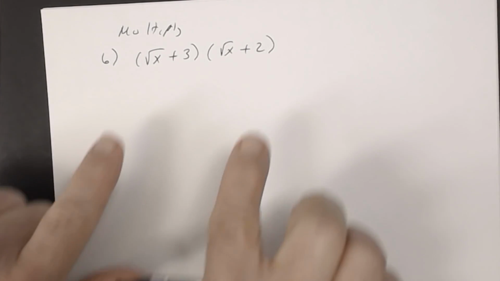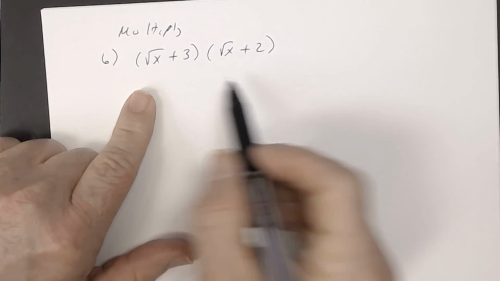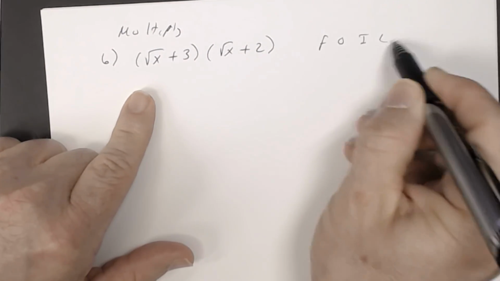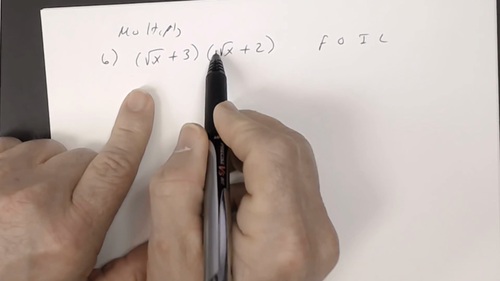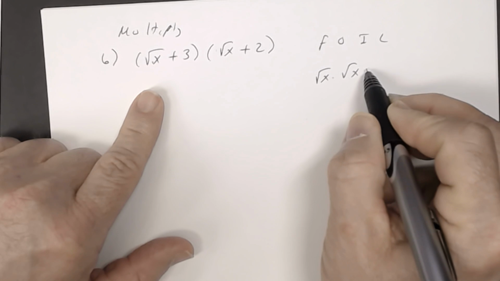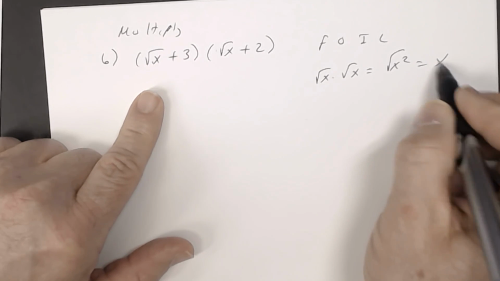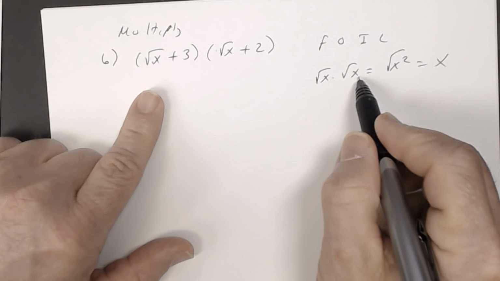So I have two binomials, right? So I can use the FOIL method. Let's think. What's the square root of x times the square root of x? Do y'all agree that's the square root of x squared? And if I simplify that, that's just x, right? The square root of x times the square root of x is just x.